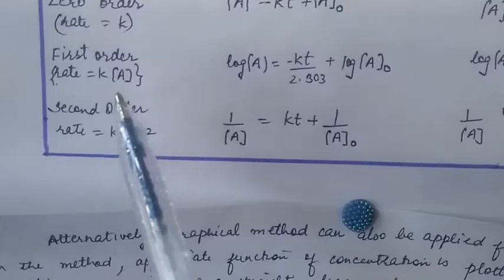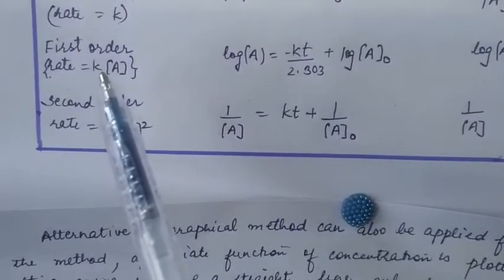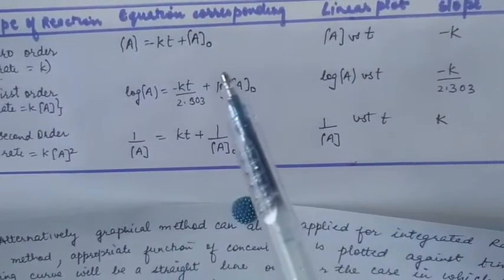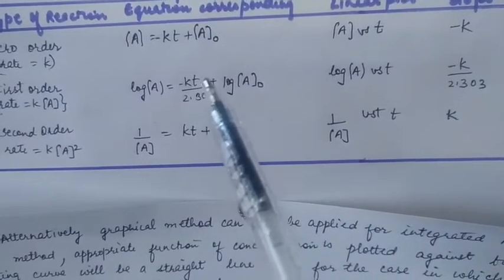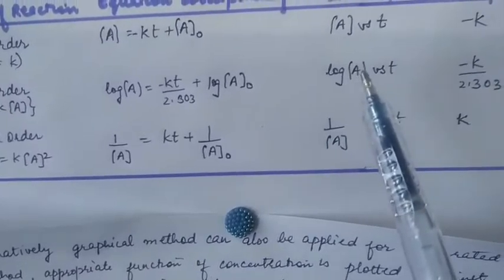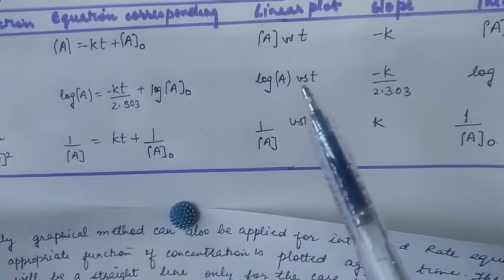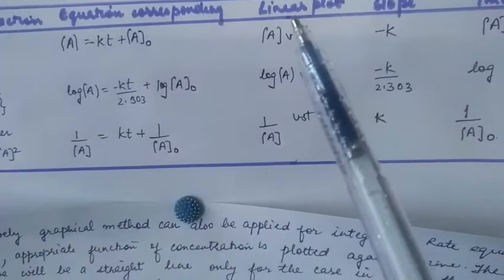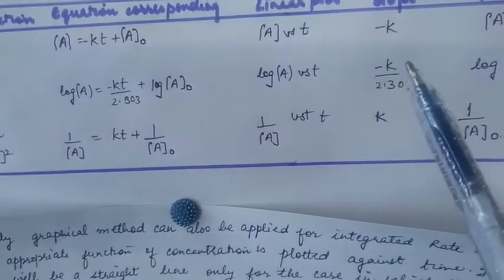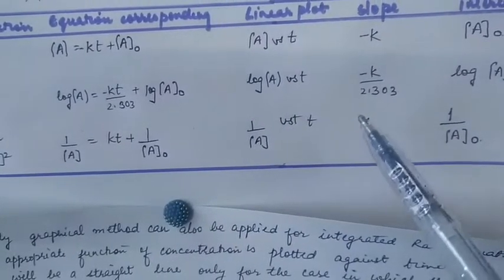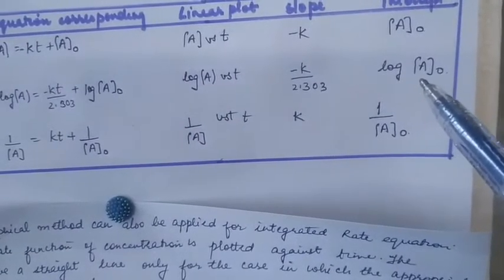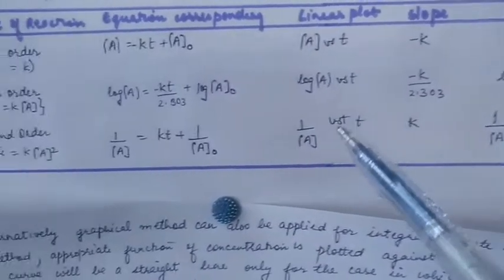Similarly, for a first order reaction, the rate law expression will be rate is equal to k into concentration of A. The integrated equation in the form of a straight line will be log A is equal to minus kt upon 2.303 plus log A naught. And a plot of log A versus t will give you a linear straight line, and the slope of this plot will give you the value of k. Slope will be equal to minus k into 2.303, and intercept will give you the log of A naught.